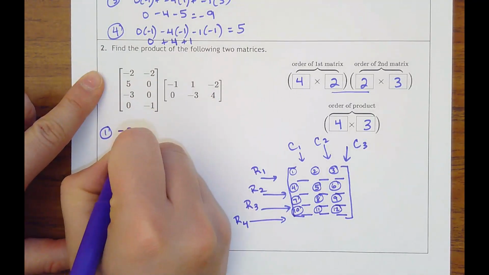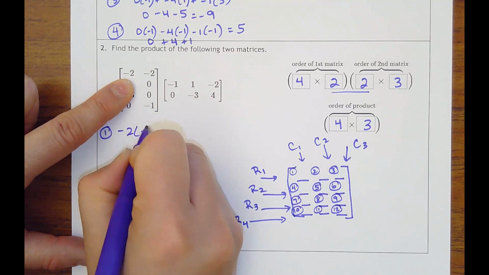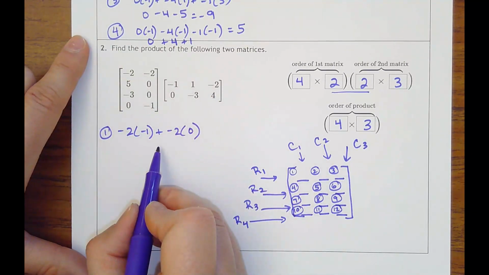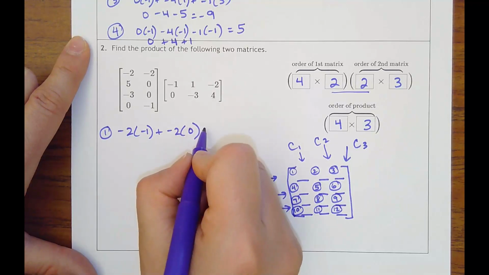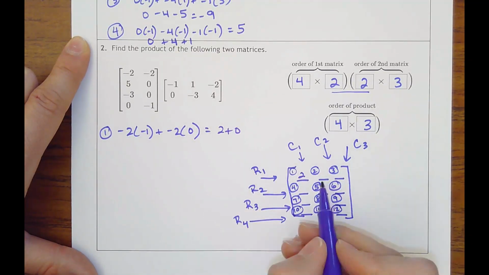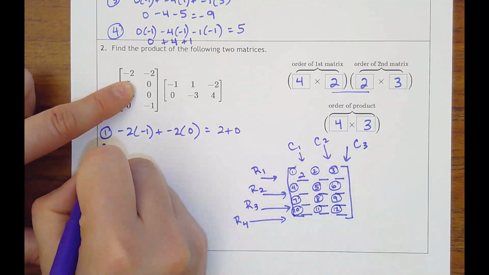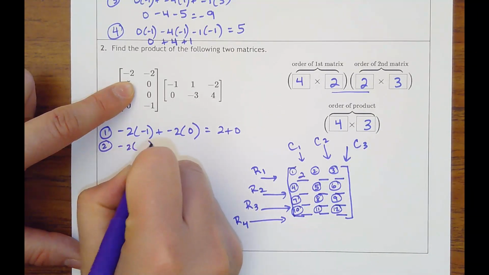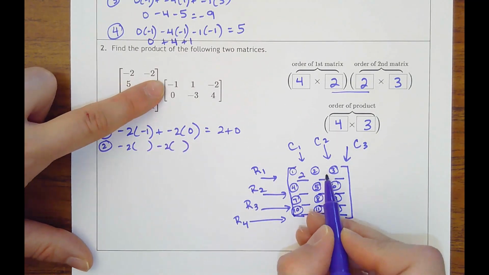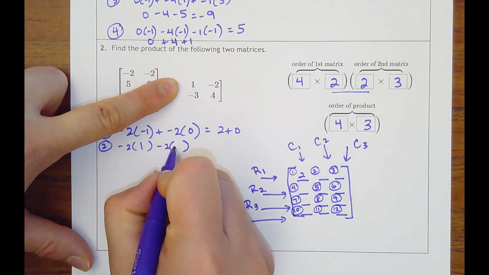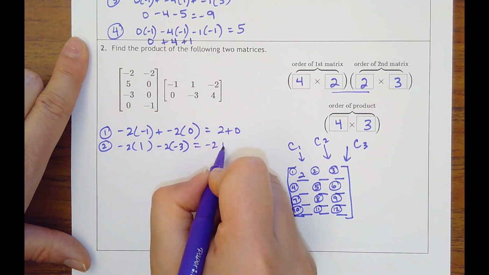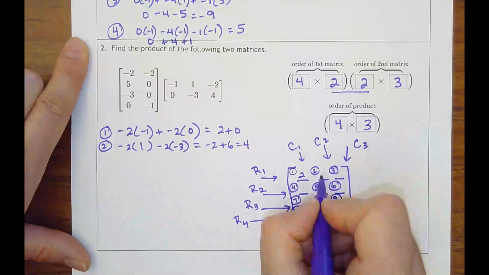So -2 times -1 plus -2 times 0. The good thing is you don't have as many numbers to add. So that would be positive 2, plus 0, or 2. Okay, next one is going to be row 1 again. So you'll kind of get to see the pattern. But this time times column 2, so that's a 1 and a negative 3. And that would be negative 2 plus 6, which is 4.